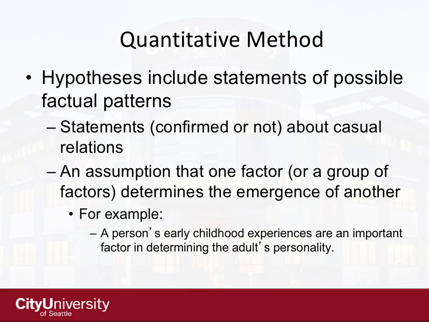It includes statements of possible factual patterns. Perhaps it's a statement about a relationship. An assumption or group of factors determines the emergence of another. In other words, there are factors involved, and it either is or it isn't. For example, a person's early childhood experiences are an important factor in determining the adult's personality. Okay, it either is or it's not. And the quantitative method is going to just test one aspect of this, if it is or it's not.